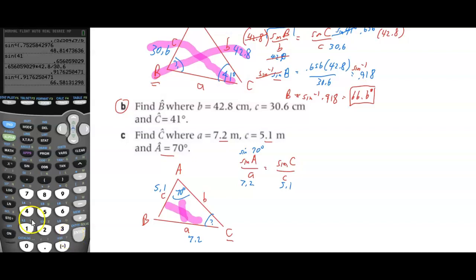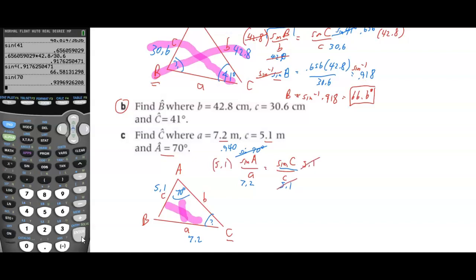Let's do sine of 70 on the calculator to simplify it a little bit. So sine of 70 is 0.9396. The 6 rounds the 9 up, so it's 0.940. So now we'd like to isolate the big C, but first we're going to isolate just sine of C. So we need to multiply both sides by 5.1. If we multiply both sides by 5.1, then the 5.1s on the right side are going to cancel out, and we're left with just sine of C on top. And then the other side is going to have 5.1 times 0.940 divided by 7.2.